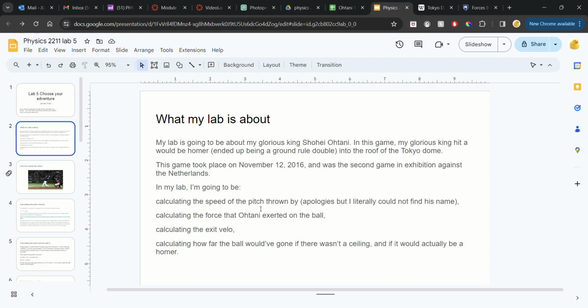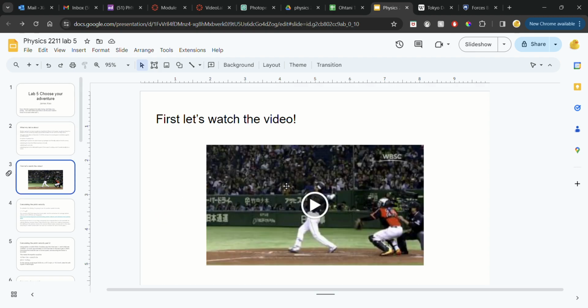In this lab, I'm going to be calculating the speed of the pitch thrown, calculating the force that Ohtani exerts on the ball, calculating exit velo, calculating how far the ball would have gone if there wasn't a ceiling, and if it would actually have been a homer. And I'm using the position update formula, the velocity update formula, F equals dp/dt, stuff like that. I'll show it later. So let's watch the video.